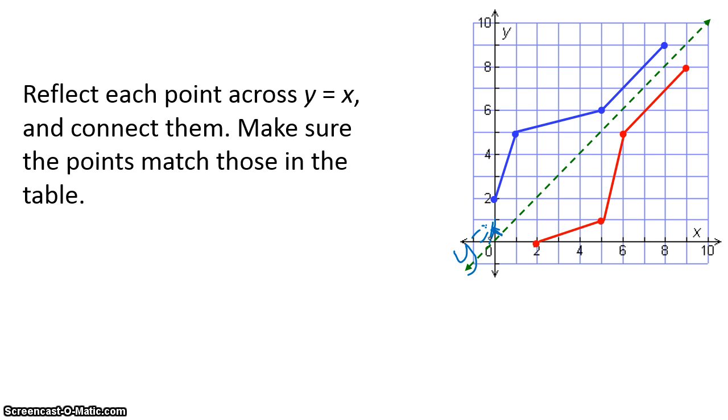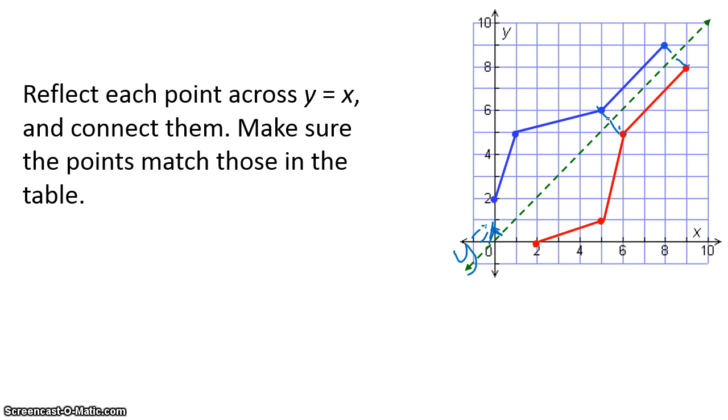Now remember from geometry again, if y equals x is your line of reflection, then those points will be the same distance to that reflecting line. And if you look really close, you can see that these points are in fact the same distance to the line of reflection, which is that y equals x.